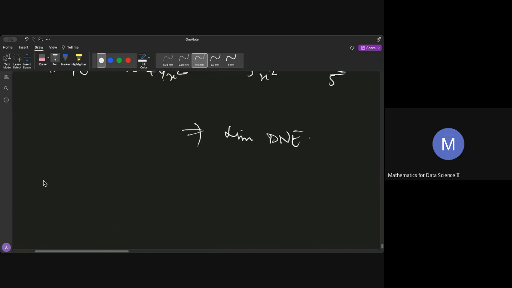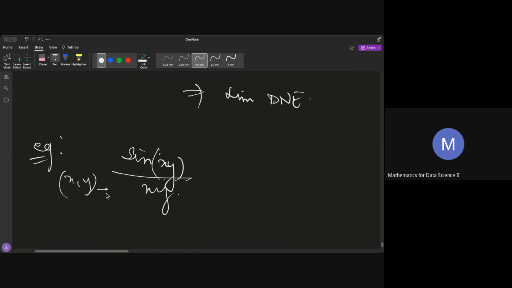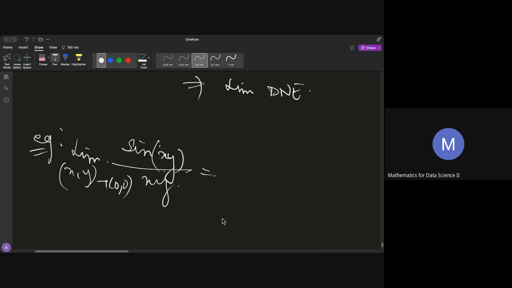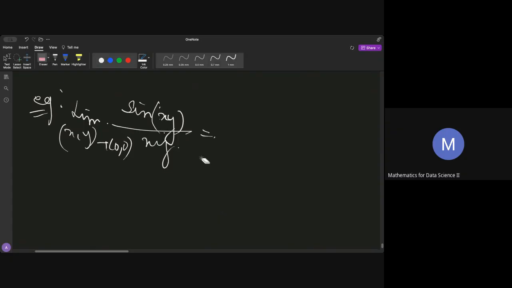Okay, let's do one more example. Let's say I have sine xy by xy, and (x, y) tends to 0, 0. What's the limit of this one? Does the limit exist? Can you find two sequences or curves via which the limit is different?